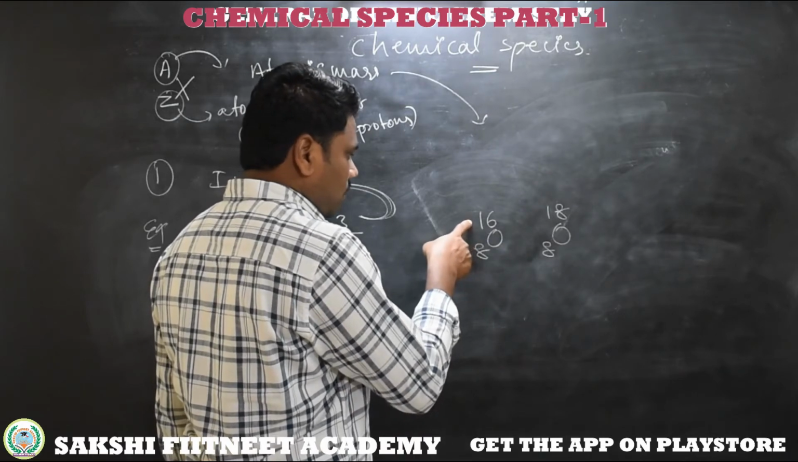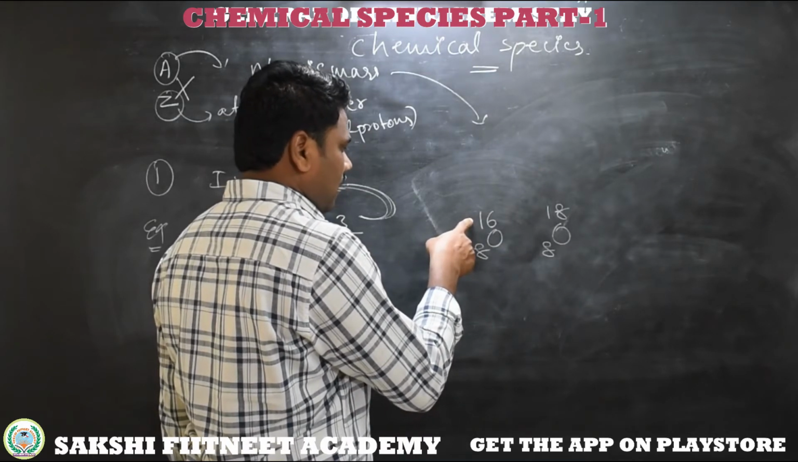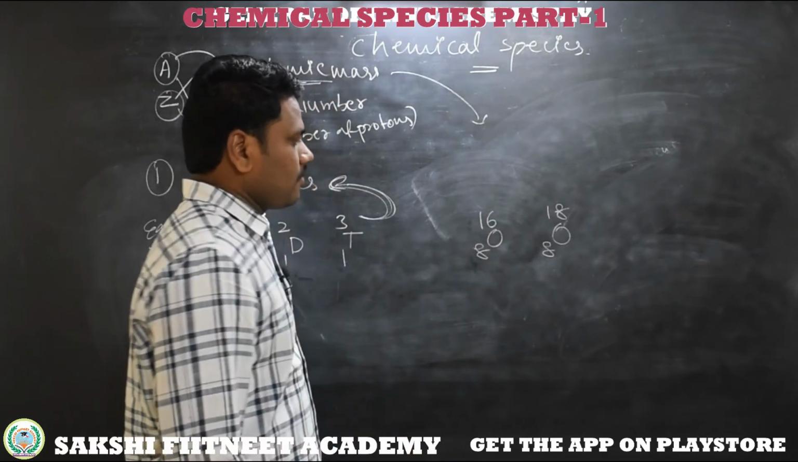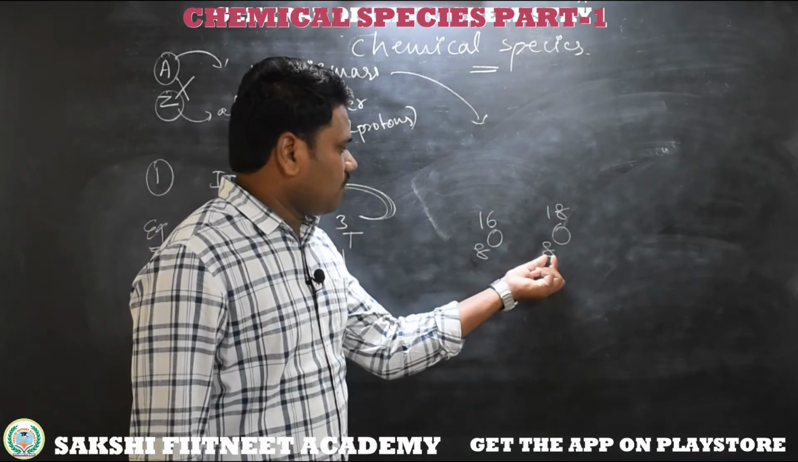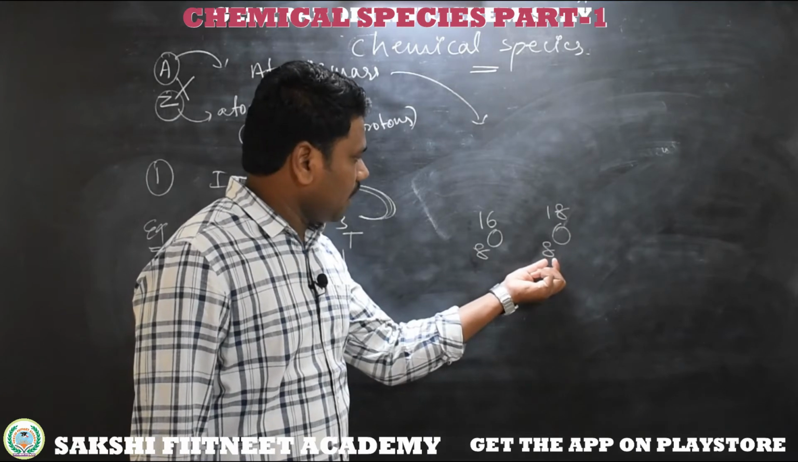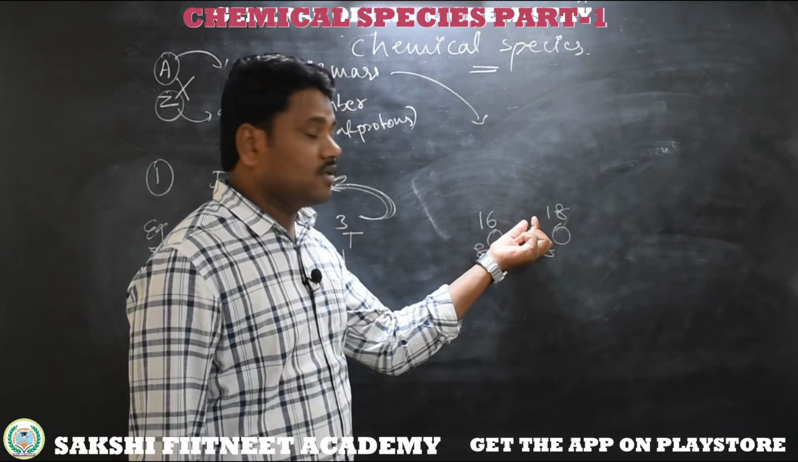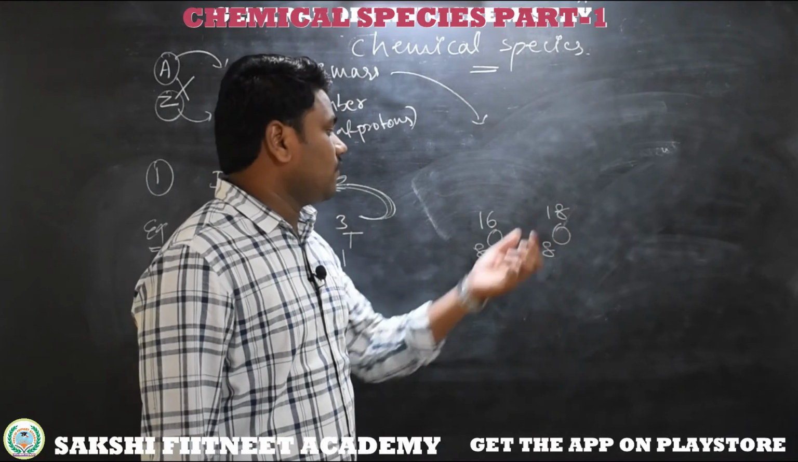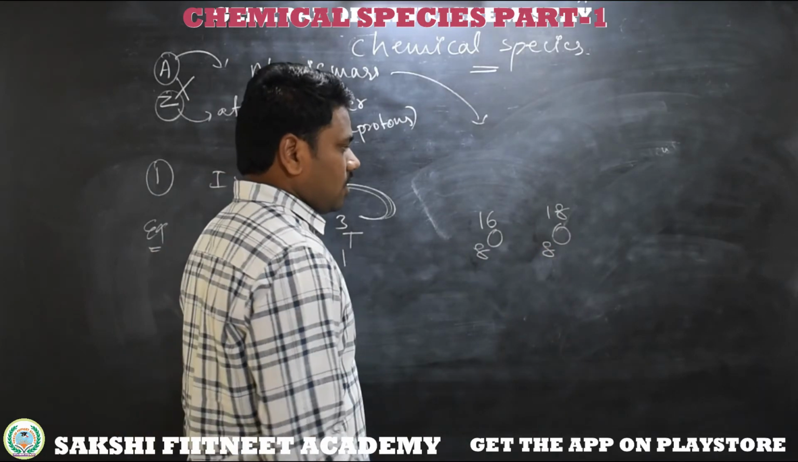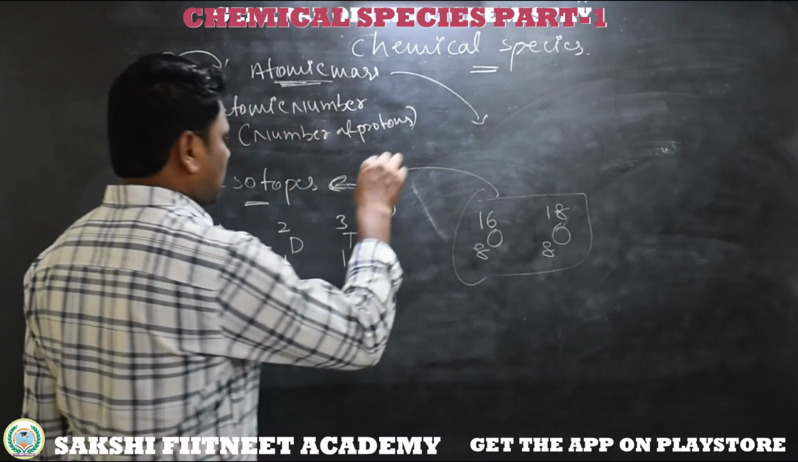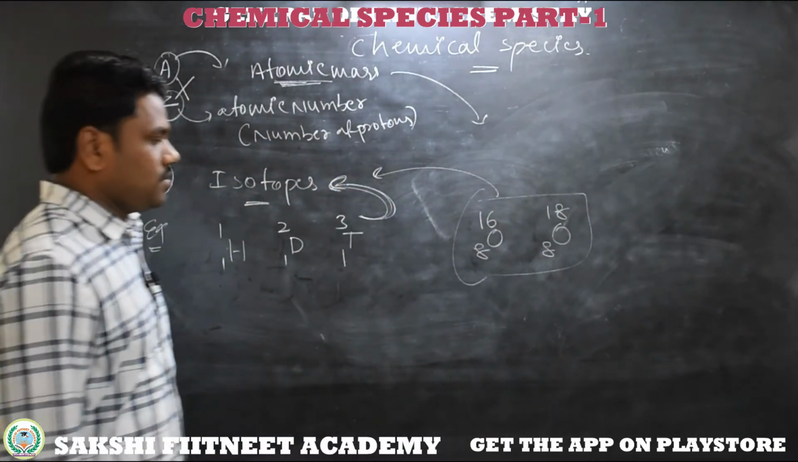Coming to mass, the number of protons is 8, which means neutrons are 8. 8 plus 8 is 16. Coming to the other one, the number of protons is 8, but the total mass is 18. 18 minus 8 is 10. So the number of neutrons is 10. Protons are 8. So these we can classify as isotopes.